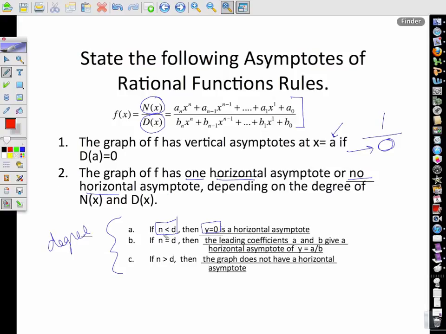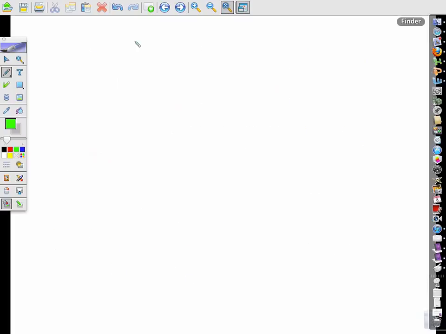If n is equal to d, if the numerator's degree is equal to the denominator's degree, then it's the leading coefficients of a over b. You use the ratio of a over b, and the a over b comes from right here, those leading coefficients. And finally, if your degree on top is bigger than on bottom, you do not have a horizontal asymptote, not at all. I'm going to show you an example of all 3 of these.